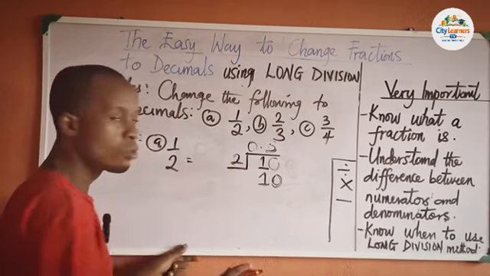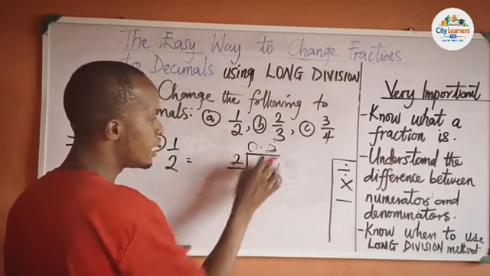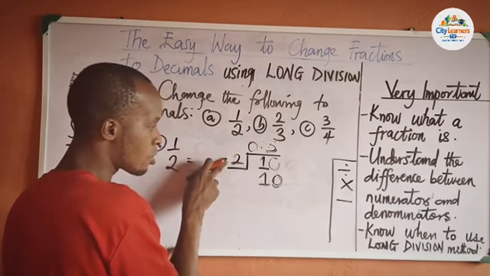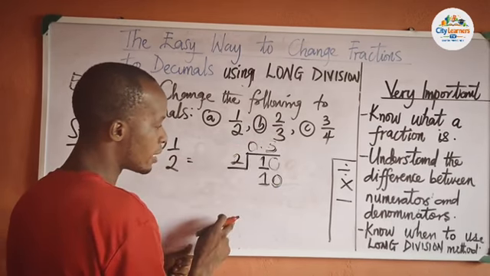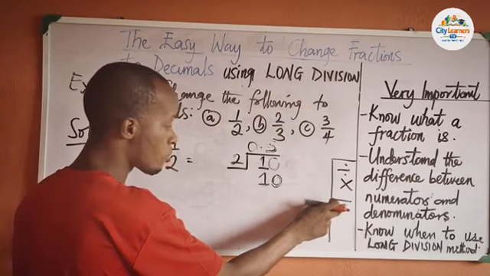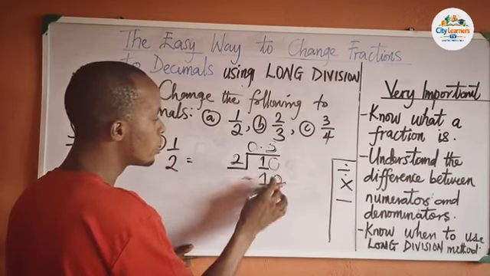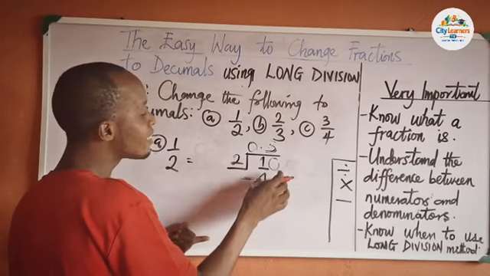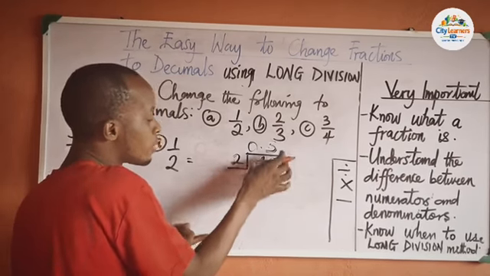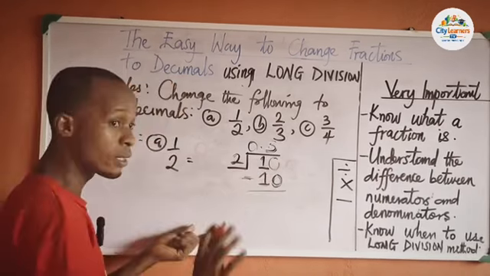Now, I have been able to successfully multiply the answer and the divisor, the number I'm using to divide. What next? I move to subtraction, which is applicable to the number inside. If I take 10 away from 10, I will simply get nothing.